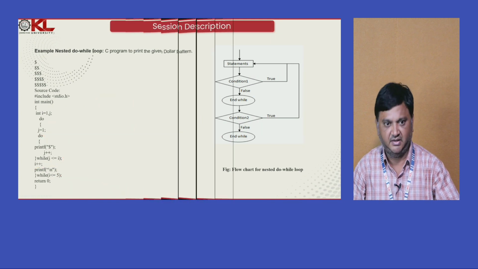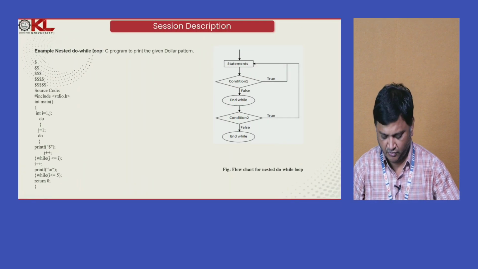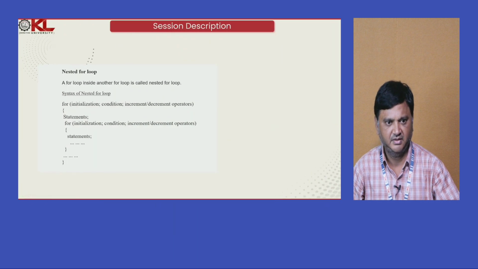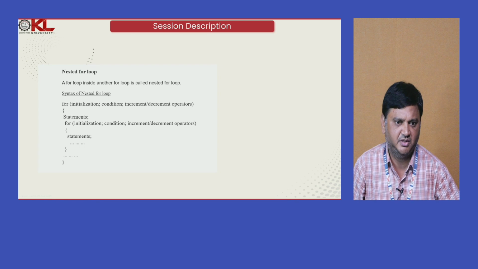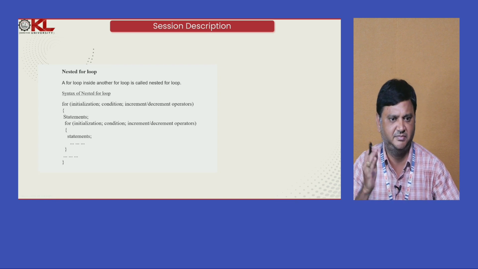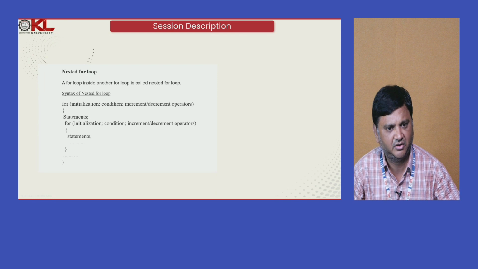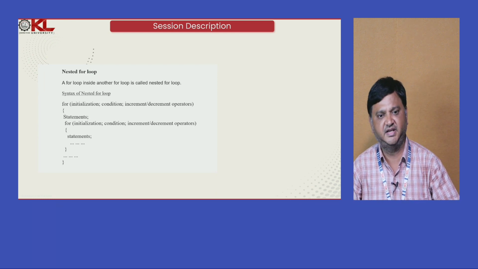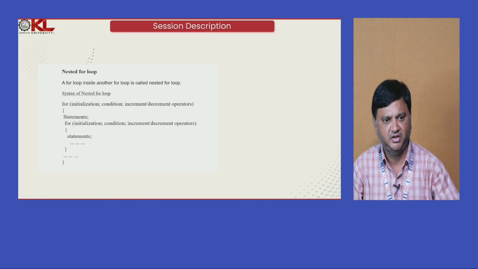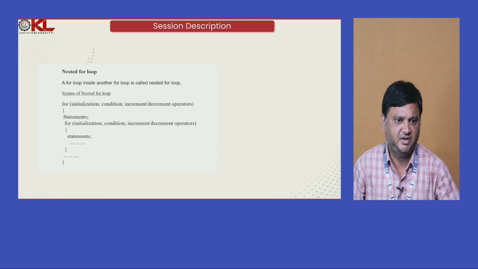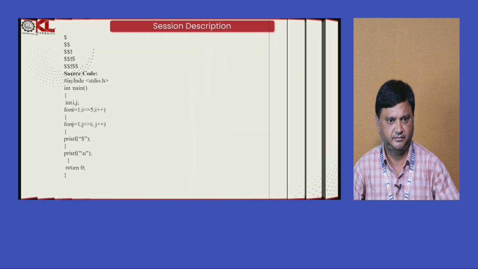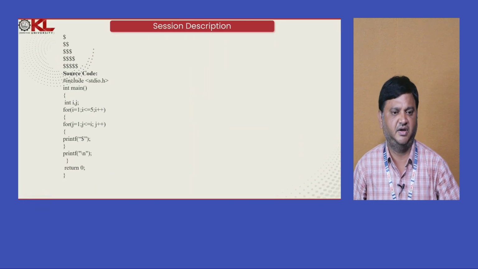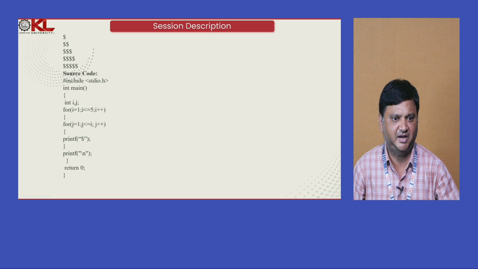So in the same manner, the same program can be written using a for loop. This is the syntax. A loop inside a loop is called a nested loop, as I told you. You know the syntax of a for loop from the previous session, where we write all the statements in one place: initialization followed by semicolon, followed by condition, followed by increment or decrement operators. A for loop inside a for loop is called a nested for loop. Let us see the same program to print dollar with the help of a nested for loop. Very simple. This is the way you print the following pattern using a nested for loop.